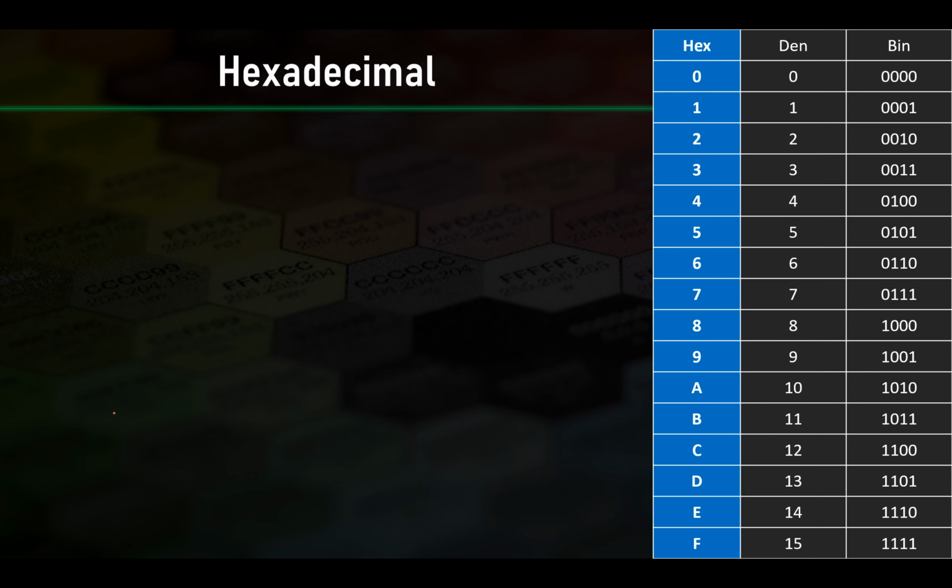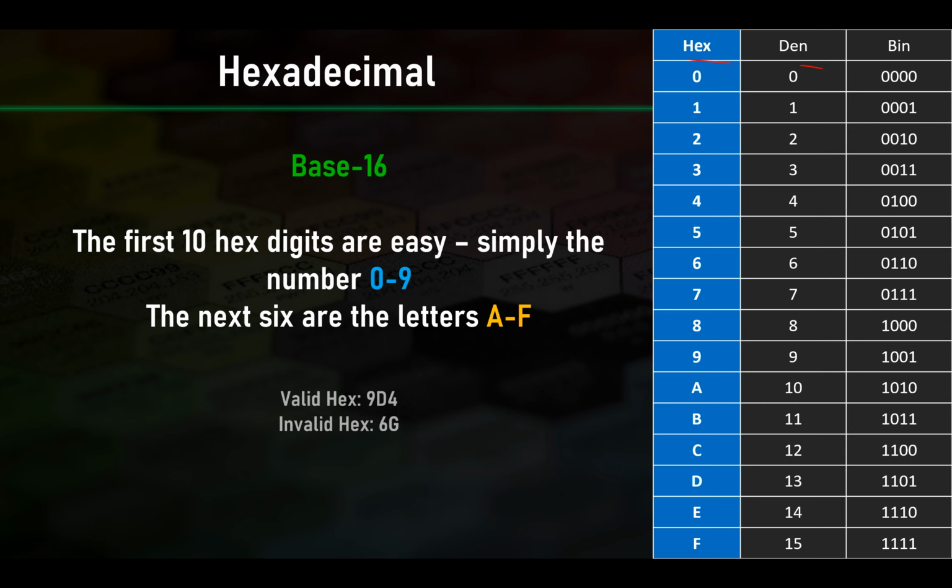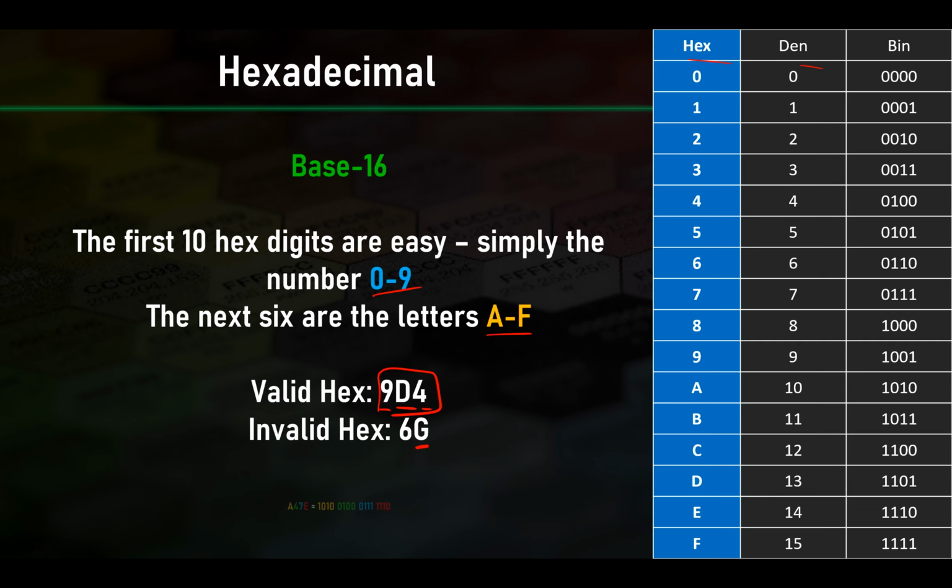Then if we look at hexadecimal, here we can see the table of hex, denary, and binary, just the equivalent values. Hexadecimal is base 16. The first 10 hex digits are easy, just the numbers 0 to 9. The next 6 are the letters A to F. I think people should know this. An example of a valid hexadecimal, and in exams they often ask these kinds of questions, is 9D4, because all of these digits are in the range 0 to 9, A to F. Invalid here is because of this G, which is bigger than F.